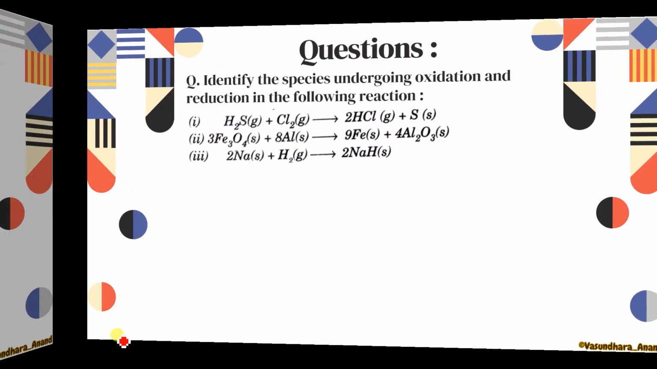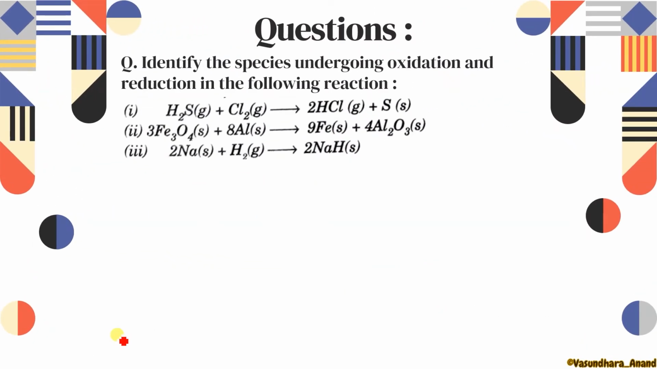Next question was: identify the species undergoing oxidation and reduction in the following reaction. What we have to do is find the oxidation numbers first. In this case, H2S, sulfur is in the -2 state. Cl2 is in the molecular state, so it is 0. Here chlorine is -1, and sulfur is in free state, so here it will be 0. So what is happening? Sulfur is undergoing oxidation, isn't it? If it is undergoing oxidation, that means H2S will be the reductant.